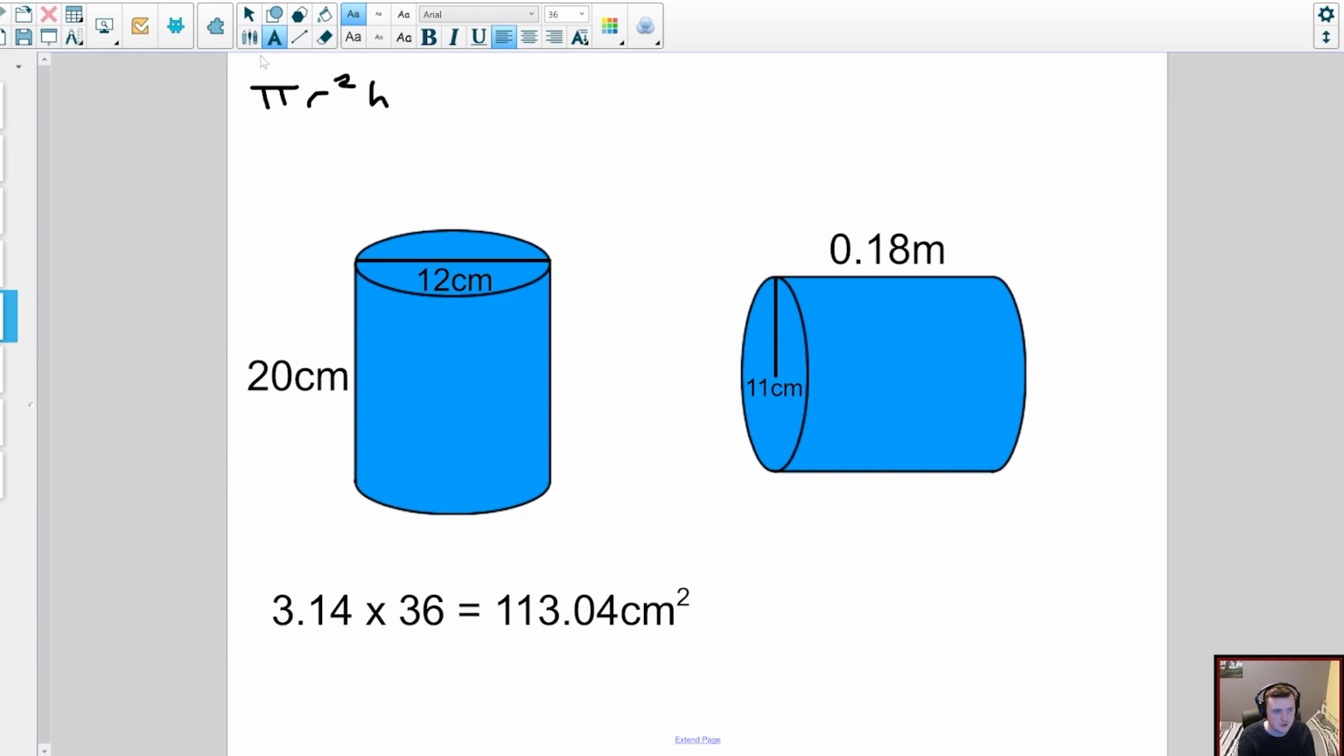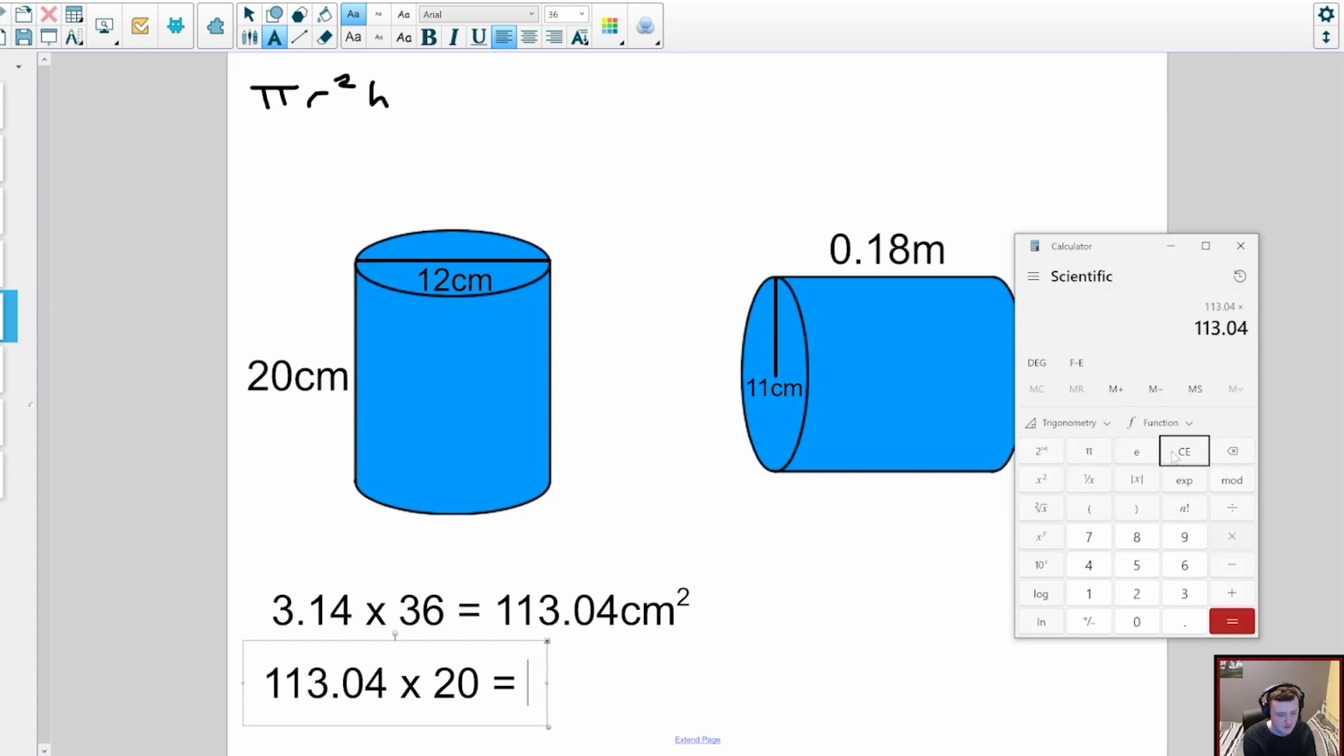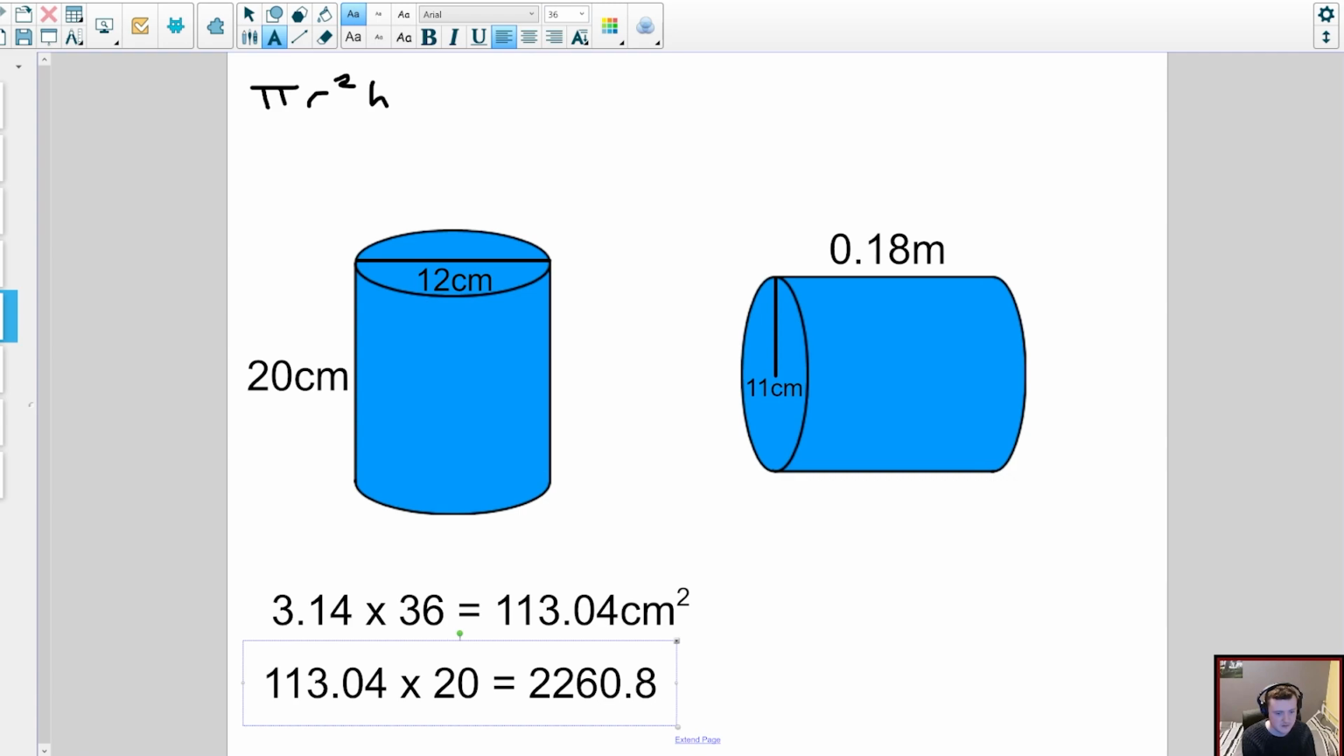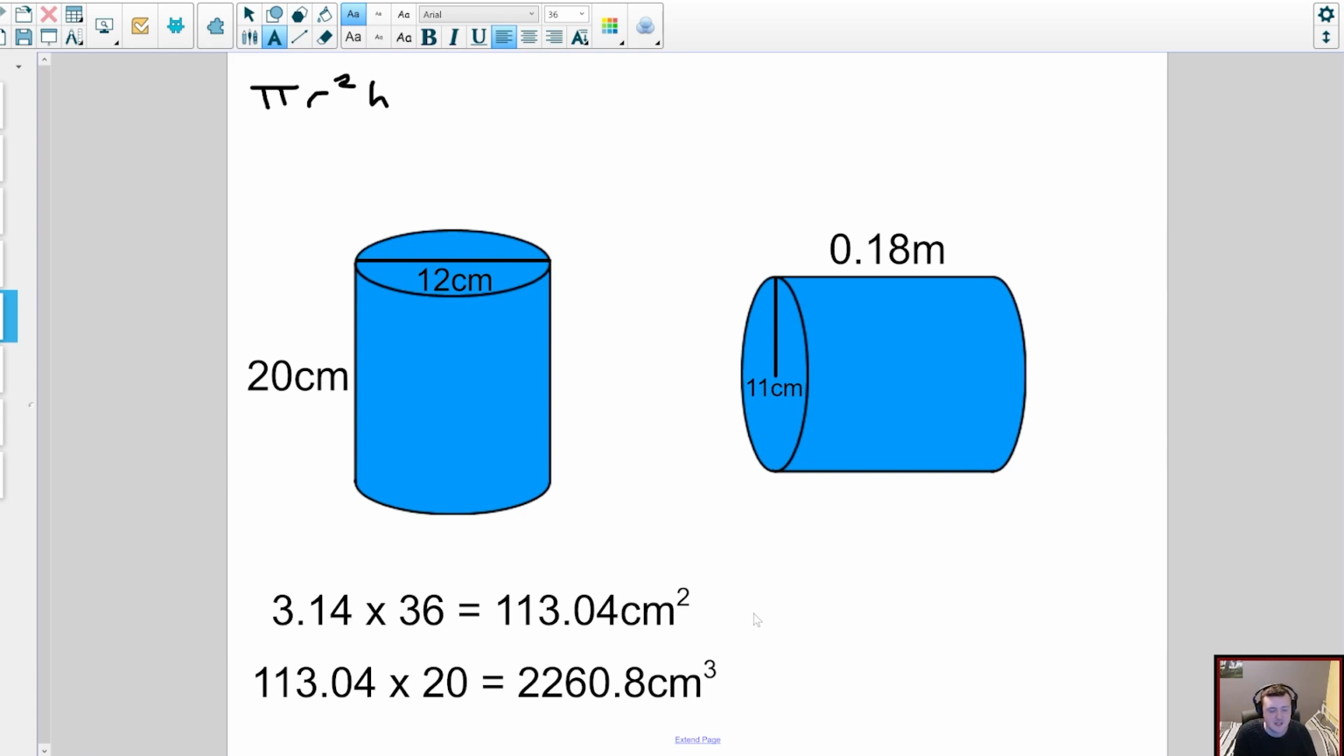Then I'm going to take my 113.04 and multiply it by 20. That's going to be 2,260.8 centimeters cubed. Units are important for these kinds of questions. So the answer for this is 2,260.8 centimeters cubed. You don't strictly have to do it in two separate sums, but I like to do it in two separate ones because it shows understanding. Also, if I made a silly mistake here, I could still get follow through for doing the right second method, even if I used the wrong first number.